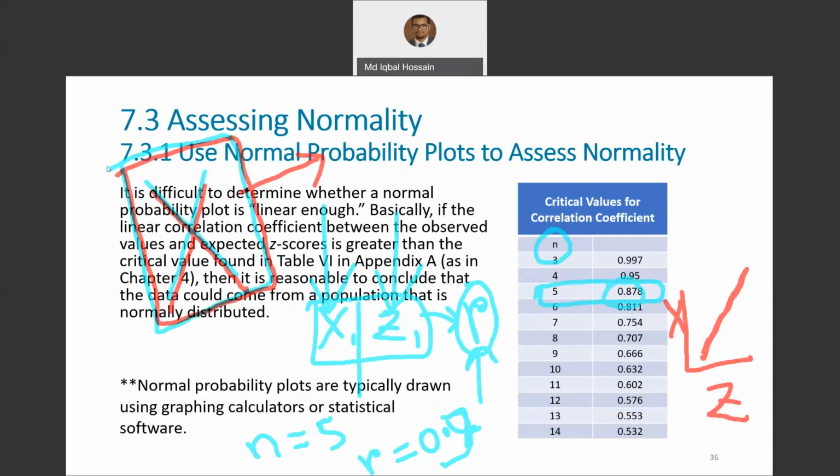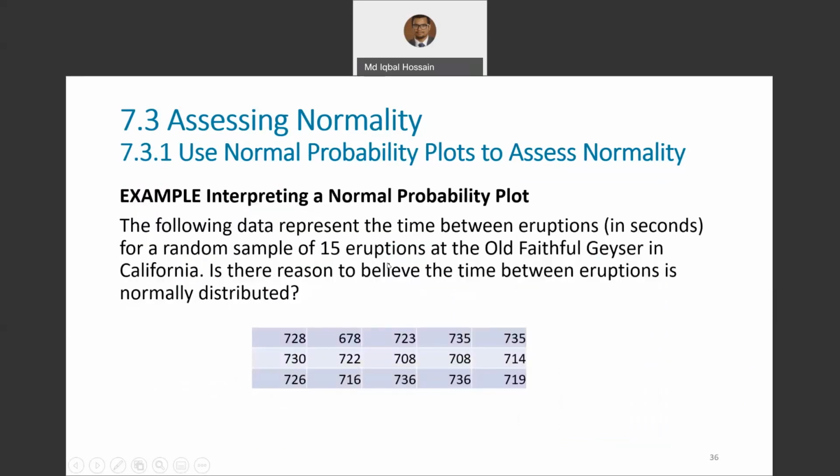Okay, so let's move down. Here you can see we have a data set. You can read which kind of data set it is. We have a data set, a total of 15 values. Now it asks whether they are normally distributed or not. So how are we going to know whether they are normally distributed or not?